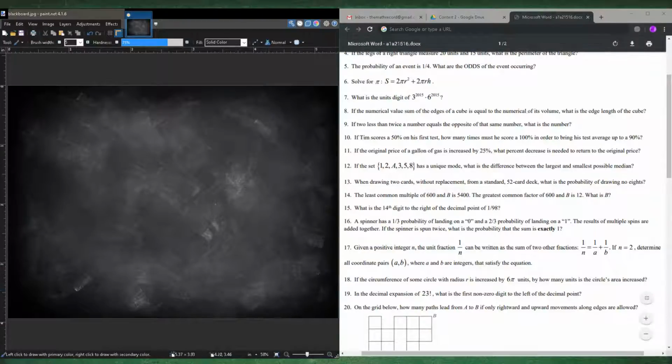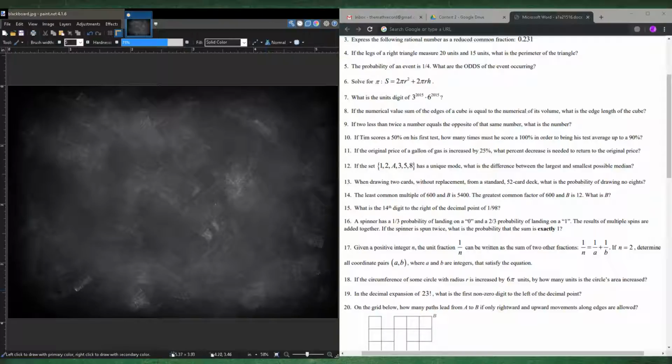Question 15. A spinner has a 1/3 probability of landing on a 0 and 2/3 probability of landing on a 1. The results of multiple spins are added together. If the spinner is spun twice, what's the probability that the sum is exactly 1?